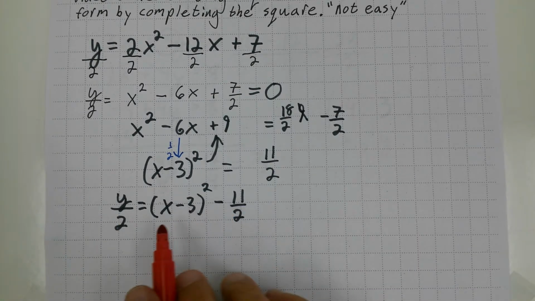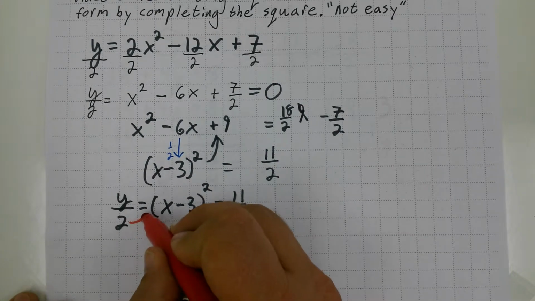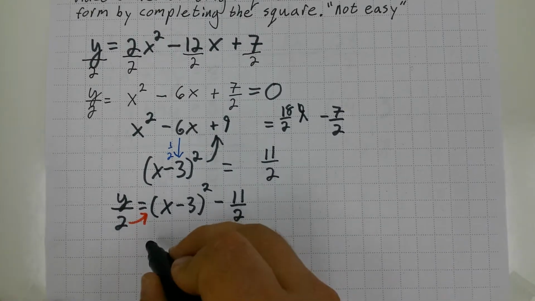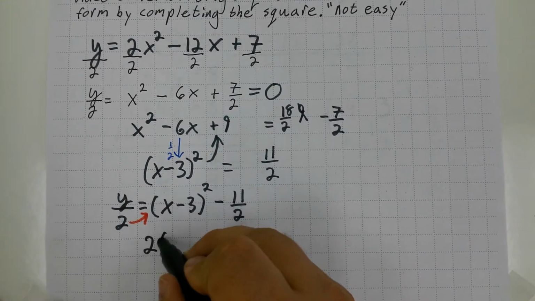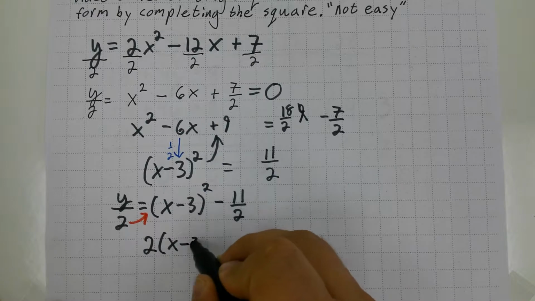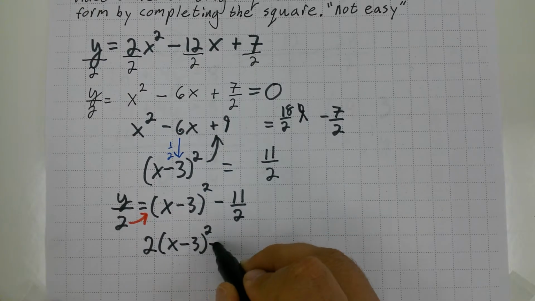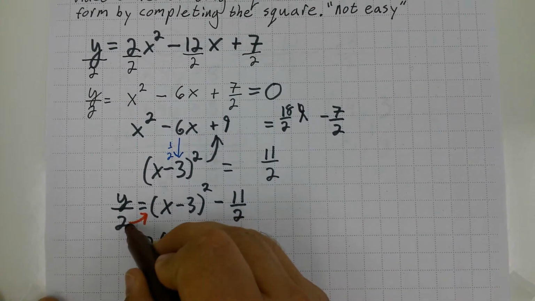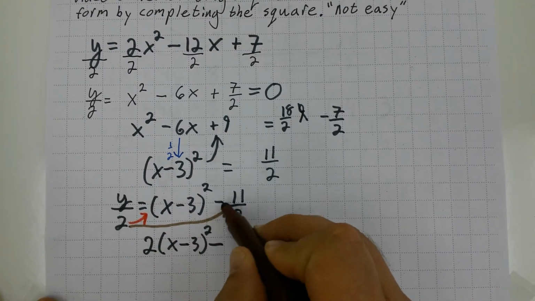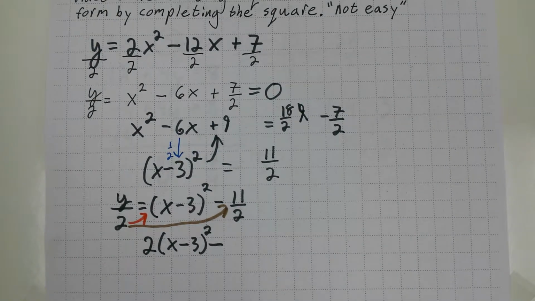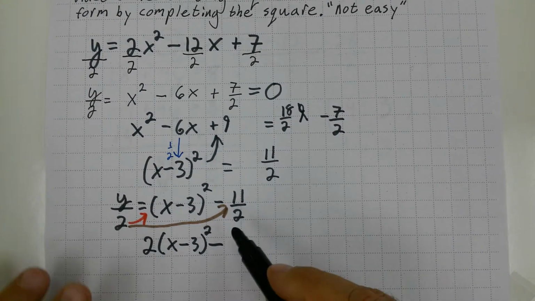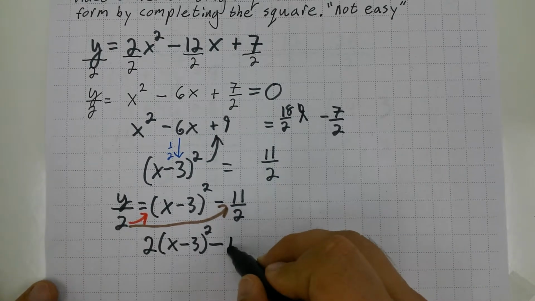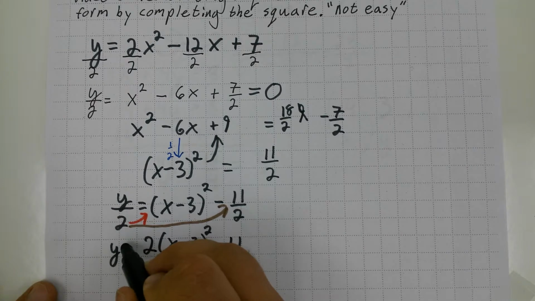But I have two quantities here. So I'm going to multiply this first quantity by 2. And that's going to give me 2 times the quantity x minus 3 squared minus, and when I multiply this second quantity by 2, notice the 2's simplify. 22 divided by 2 is just 11. And there it is. It's in vertex form now.